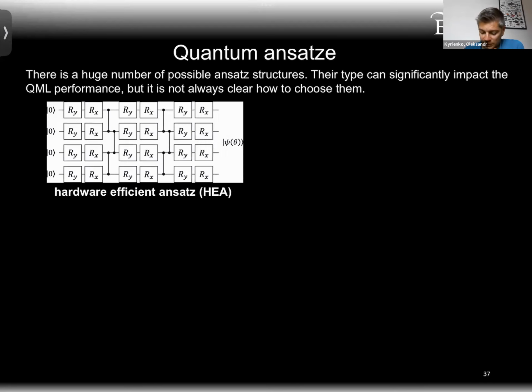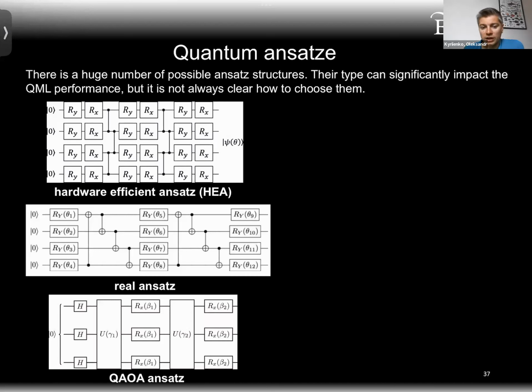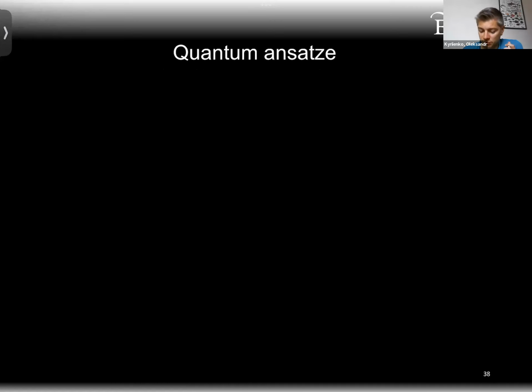So, for instance, you could take a hardware efficient ansatz to manipulate your data, you could choose your gate parameters to lead to real only amplitudes, which will help for certain problems where you would like to represent only symmetric and real states, or you could have QAOA ansatz. And in general, sky is the limit. You could come up with your own circuit and see how it works.